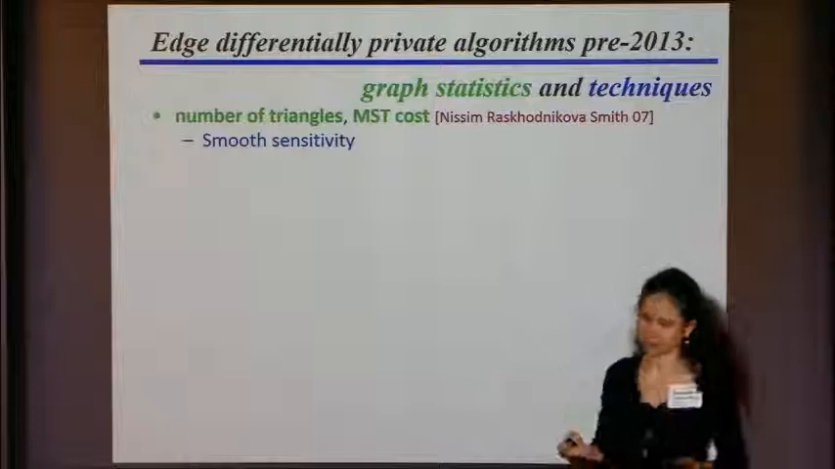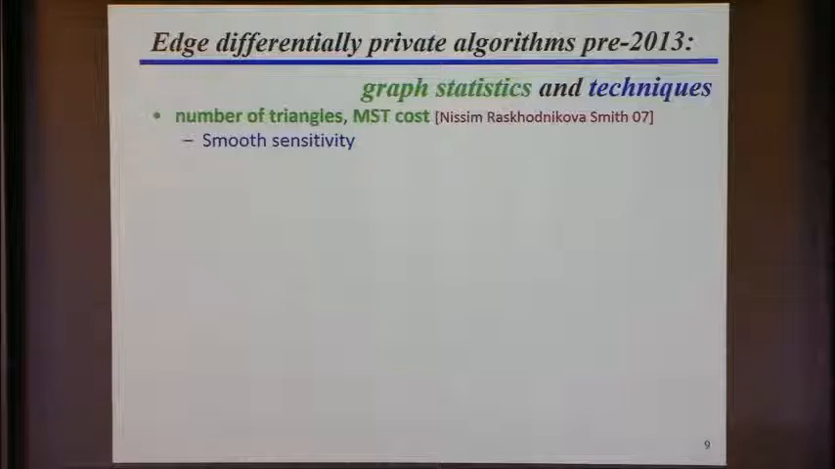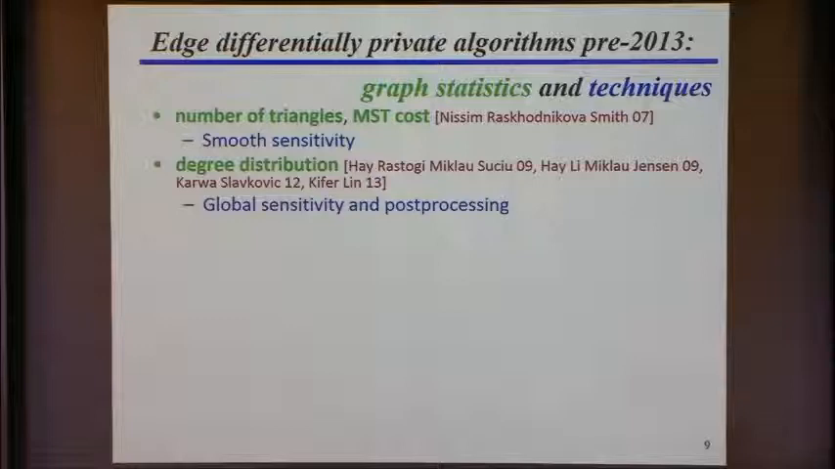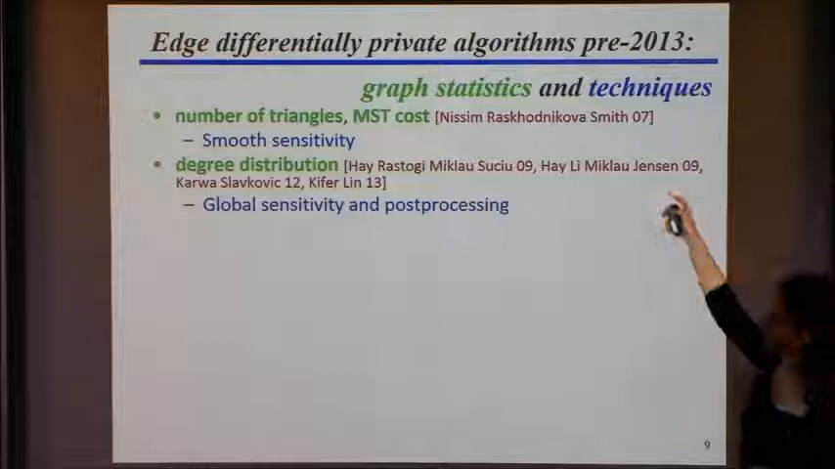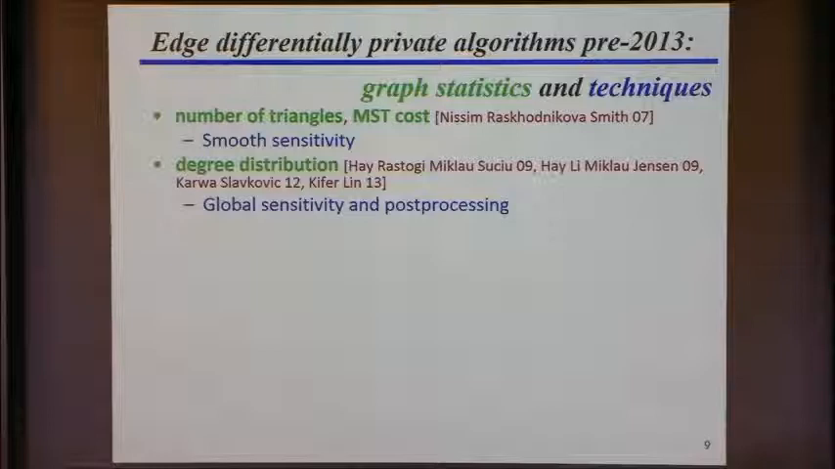So I'm just going to go over this, just to give you a feeling for what's known, and then I'm going to get into details about some algorithms. So we know how to release degree distribution, and the idea there is you can just use global sensitivity, and then the whole ingenuity goes into post-processing. Several methods were suggested on how to post-process the data in order to remove some of the noise, and they're quite ingenious, and actually work well in real data.